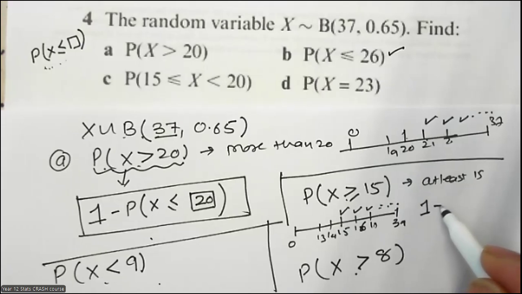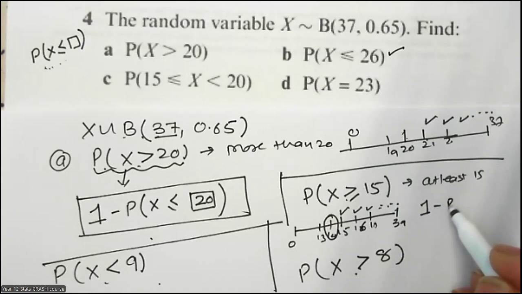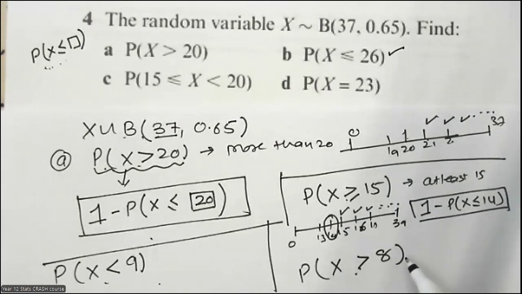So people, what do I not want? The biggest number which I do not want is 14 this time. So 1 minus the probability of X less than or equal to 14. Understand that very well, please. And similarly, I do not want 8. I want bigger than 8, so I'm starting from 9. So the biggest number which I do not want here is 8.